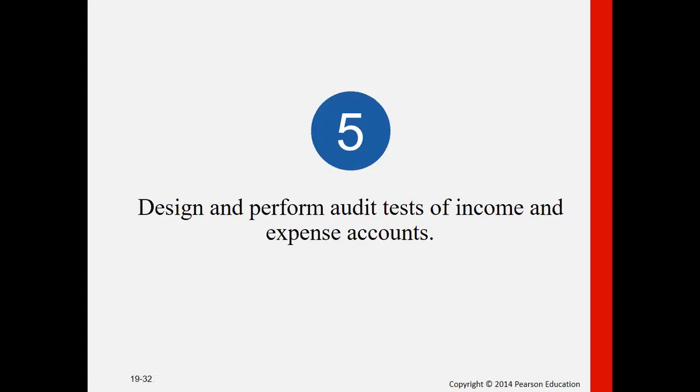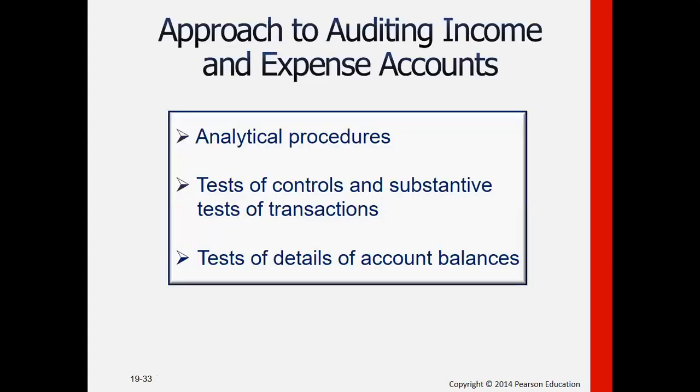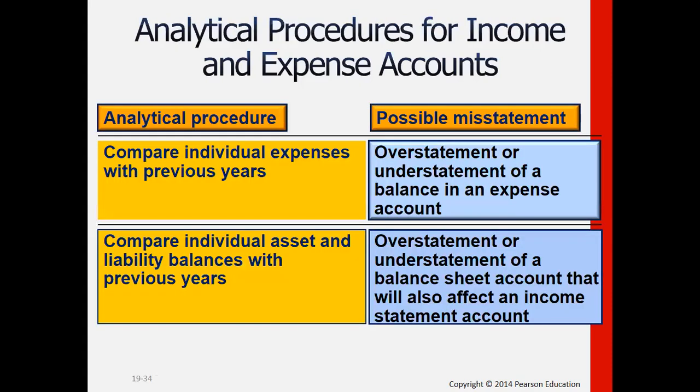Next, number 5, we design and perform audit tests of income and expense accounts. So we do analytical procedures or the ratios, as well as TOC and STOT, and the TDD. For analytical procedures, we compare the individual expenses with prior years to check if there has been overstatement or understatement of balances. Then, we compare individual asset and liability with previous years, normally within the same industry, so also for the overstatement or understatement, for the balance sheet accounts, because now we're talking about assets and liabilities.